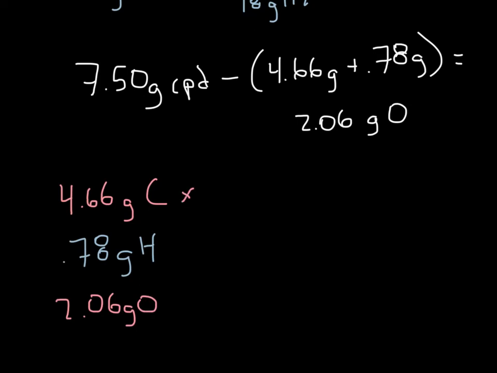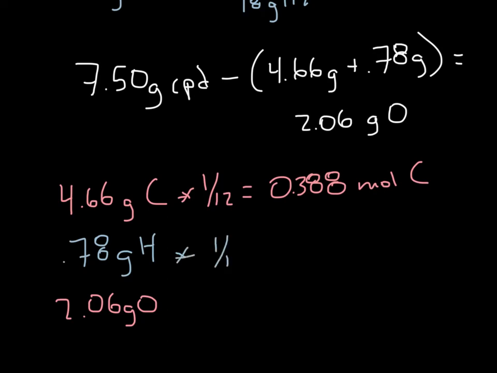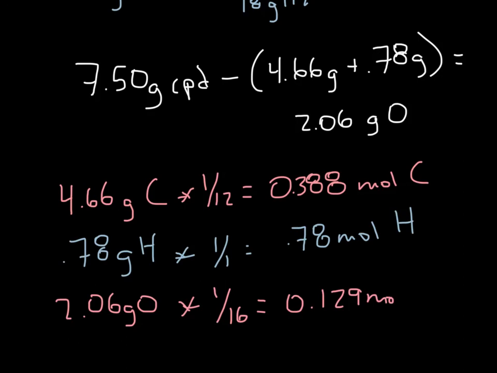4.66 grams of carbon times 1 mole for every 12 grams of carbon gives me 0.388 moles of carbon. 0.78 grams of hydrogen times 1 mole for every 1 gram of hydrogen gives me 0.78 moles of hydrogen. I didn't even use my calculator that time. And finally, 2.06 grams of oxygen times 1 mole for every 16 grams of oxygen will give me 0.129 moles of oxygen.